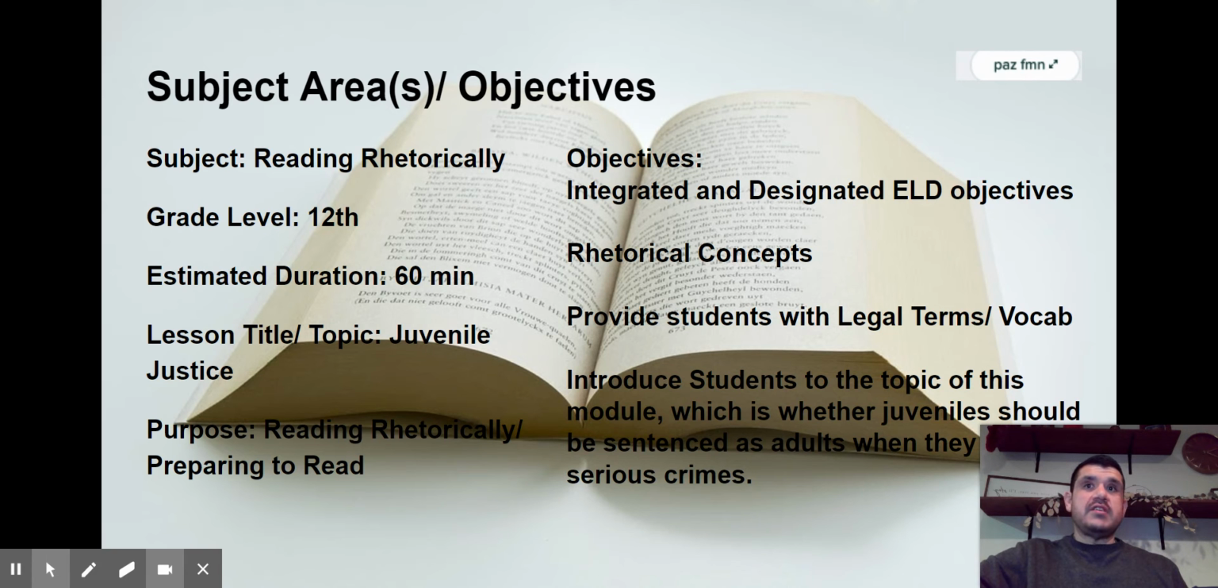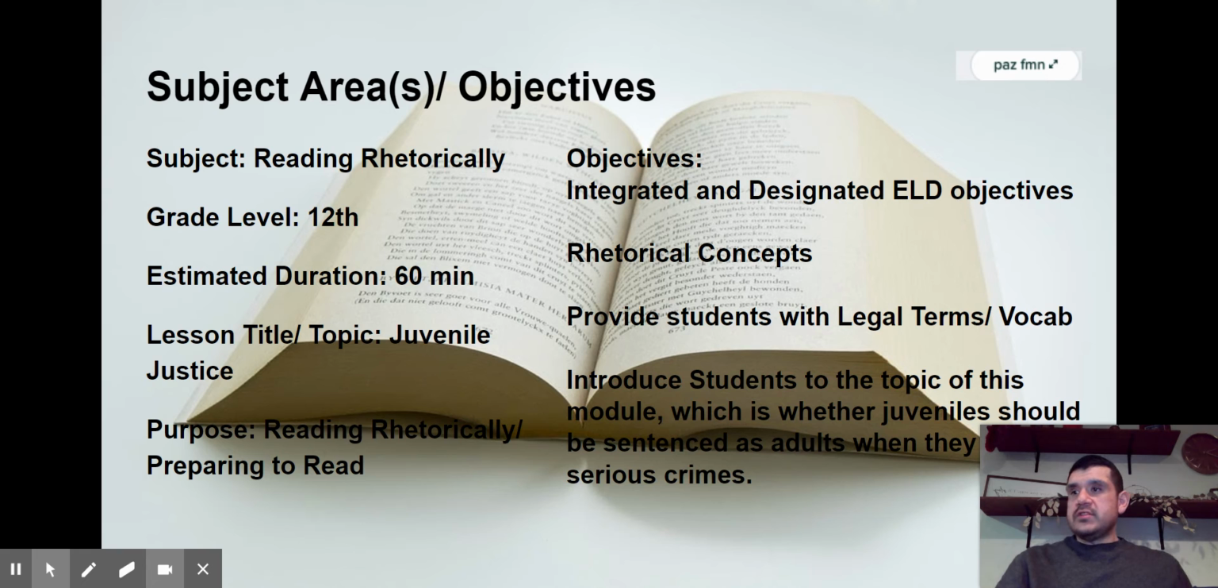So the purpose of this lesson is for reading rhetorically, preparing the students to read, and again, objectives are to integrate designated ELD and rhetorical concepts, provide students with legal terms and vocabulary, and also the main focus is to introduce students to the topic of this module, which is whether juveniles should be sentenced as adults when they commit serious crimes.